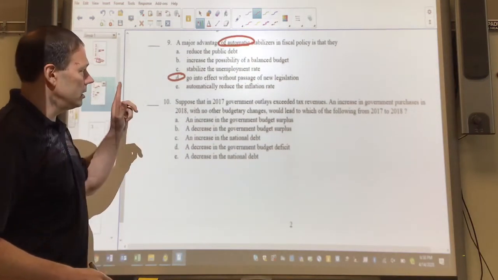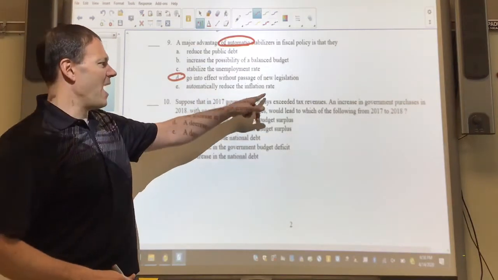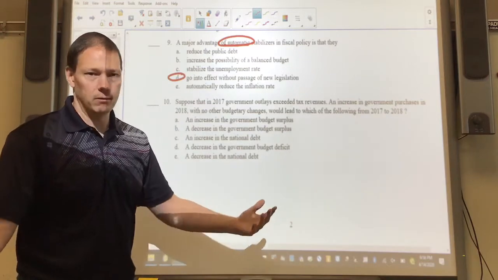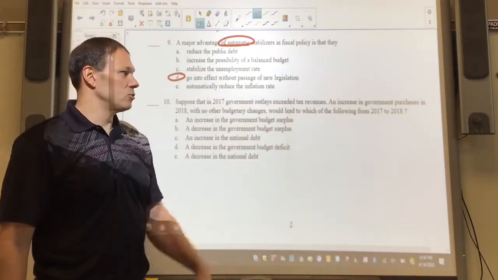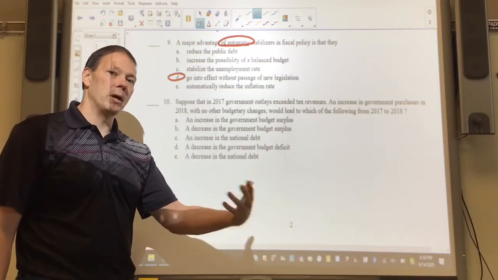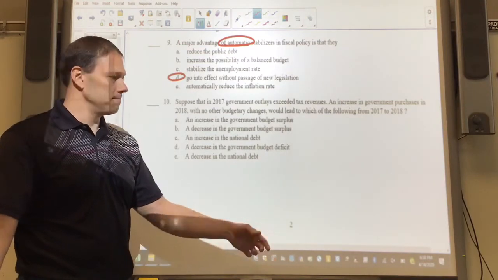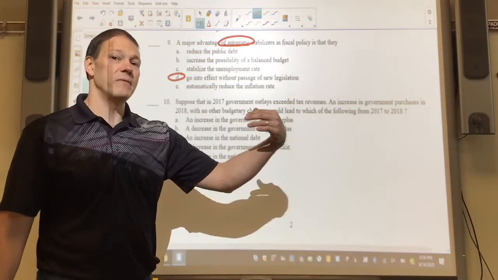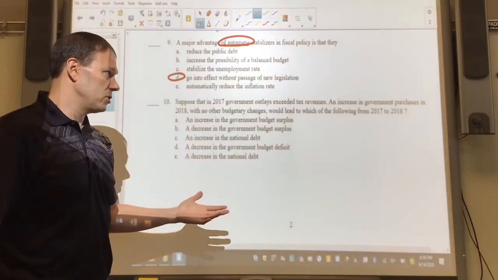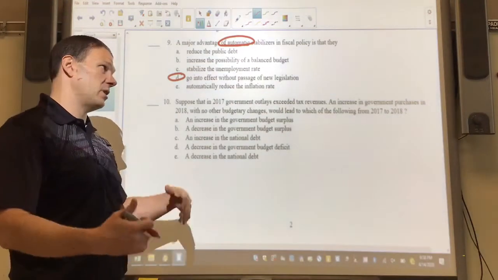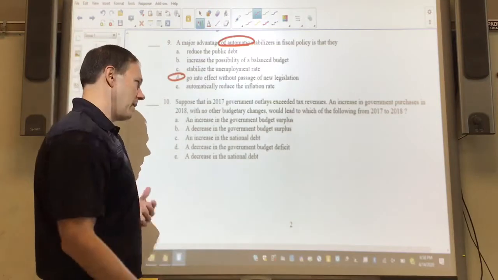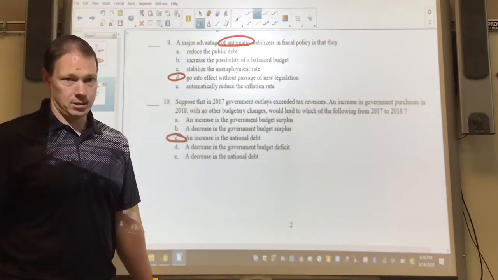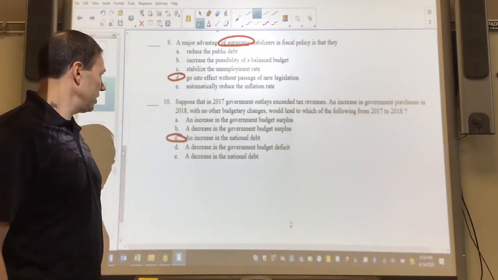Okay, number 10, in 2017, government outlays. What is an outlay? I don't know. Why do they use a word like that? Government expenditures. Okay, government spending. Government spending exceeded tax revenues. In other words, the government spent more money than they brought in, ergo they have a deficit. What happens the next year? An increase in government purchases, so they spend even more without any other budgetary changes. In other words, taxes don't change. Well, if they're already in deficit and then they spend more, the deficit's going to get bigger, and that's going to increase the national debt. Okay, so letter C is the answer to number 10.